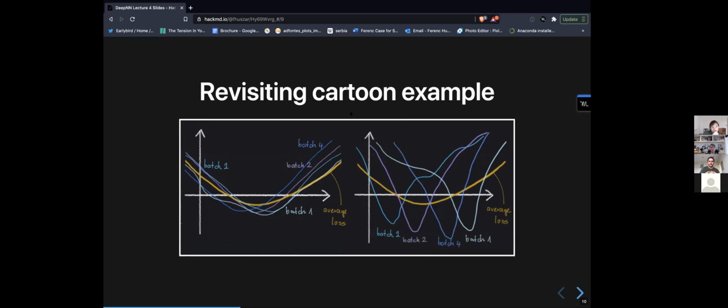So if you can design an algorithm that prefers converging to the left-hand type of local minimum, that's probably going to lead overall to better generalization. And that seems to be what's going on with stochastic gradient descent.